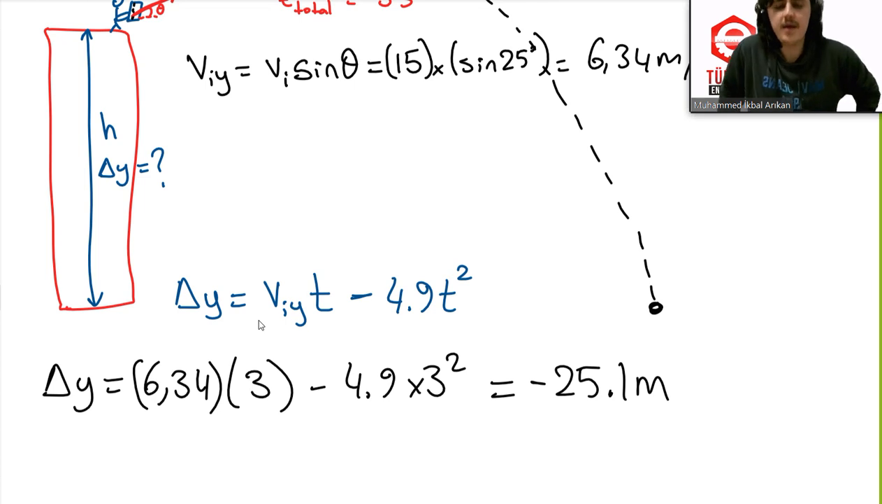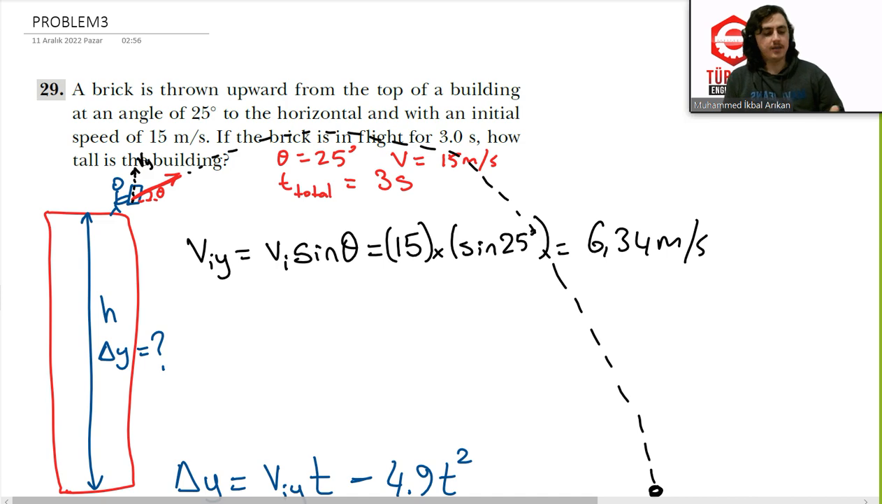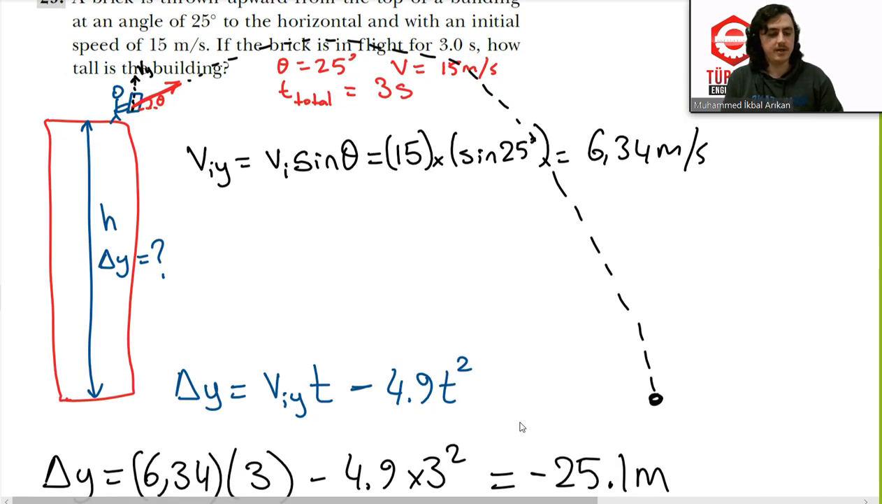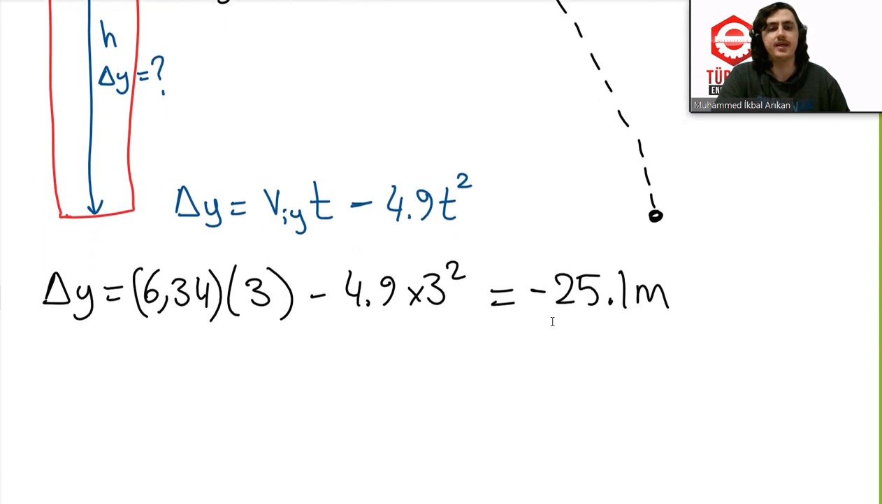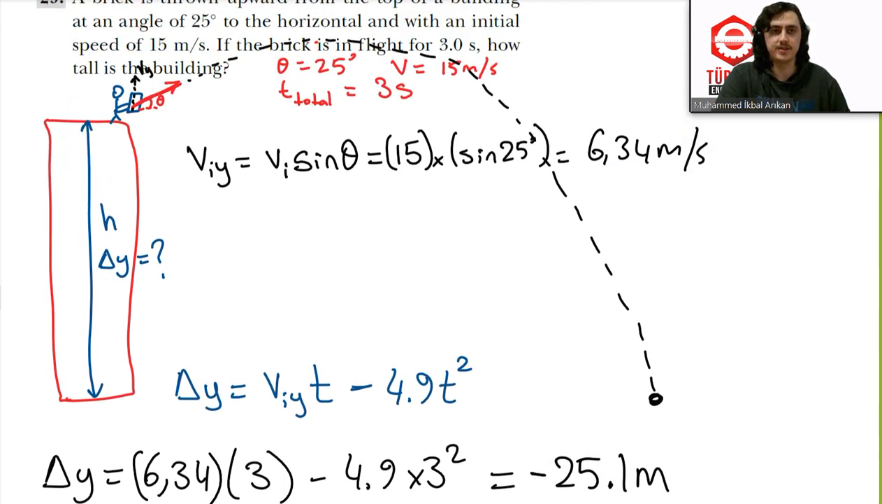As you see, it is a minus sign. Why did I get minus? Because the final point is just below the initial point. I displaced downward, so I must get a negative sign. If it were asking about the displacement when I reach the highest point of the brick, I would get a positive delta y. But because my final position for y is smaller than the initial position, I must get a negative sign here. So this is the answer of this question.